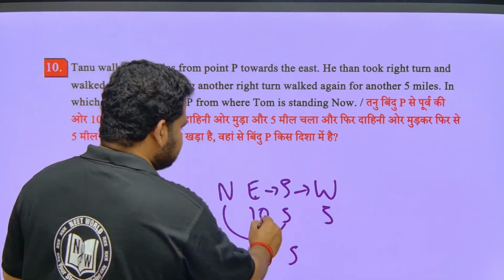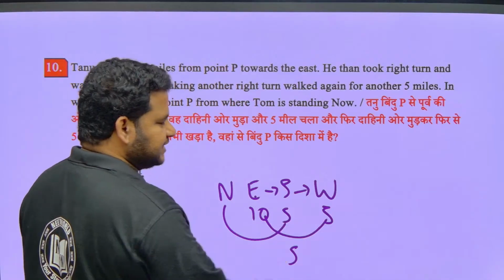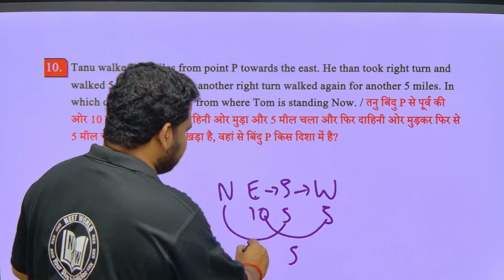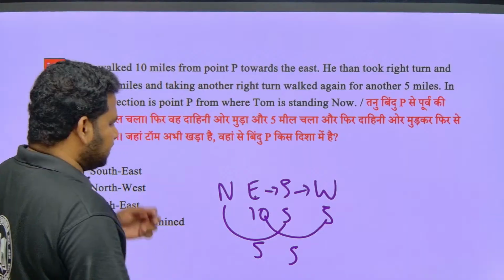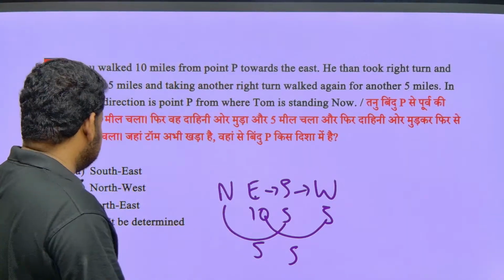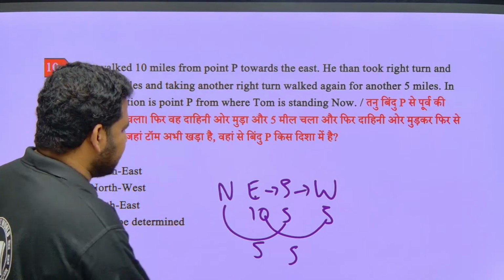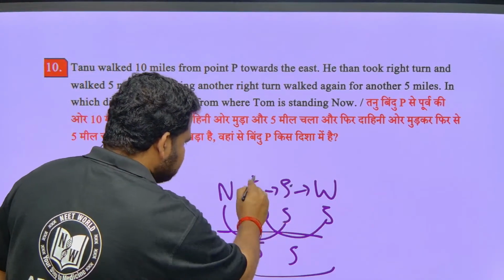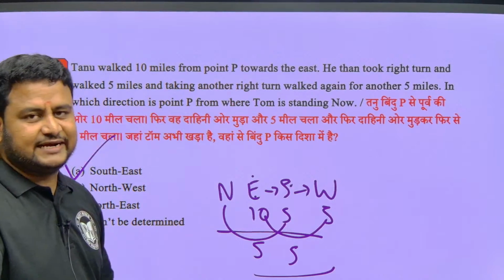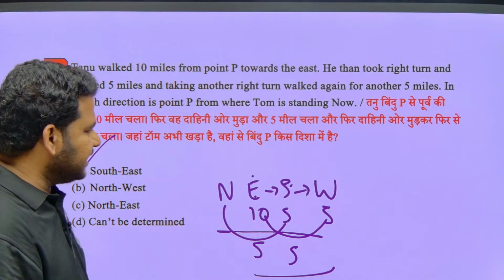East and west, what is the difference I am getting? 5. But 10 is the bigger value, so I have to write 5. So what is the direction that I am getting? Southeast. So the answer I am getting is southeast. The values are under only two directions, that is south and east. Southeast is the right answer to this question.